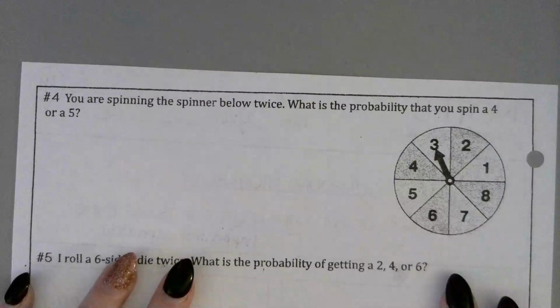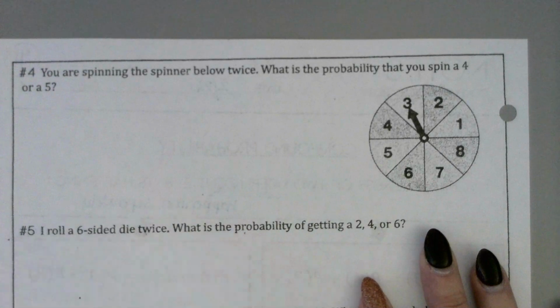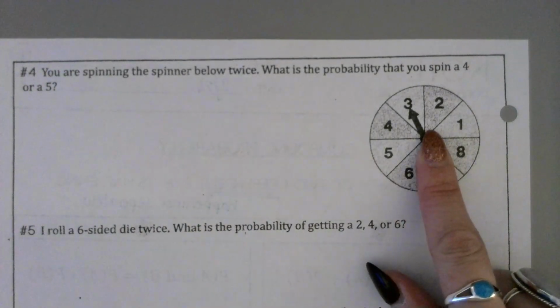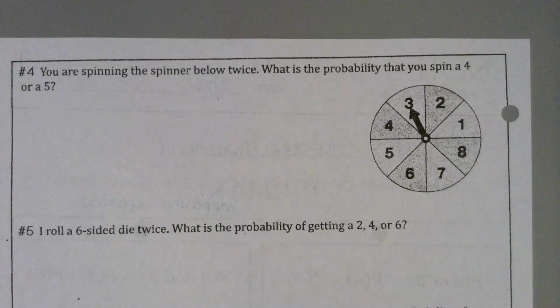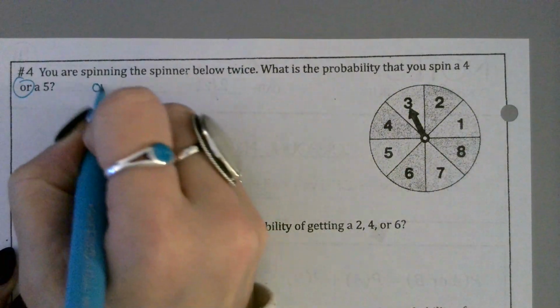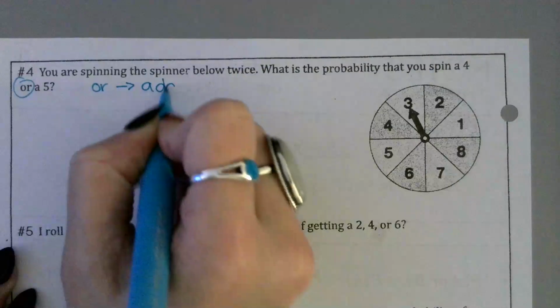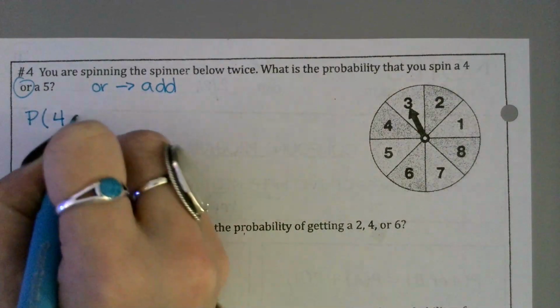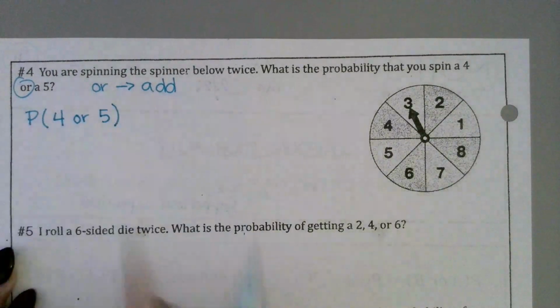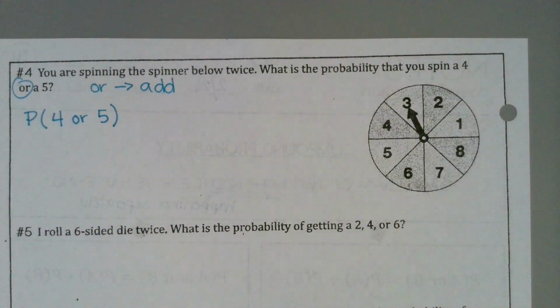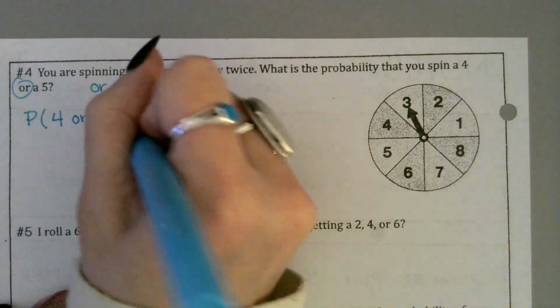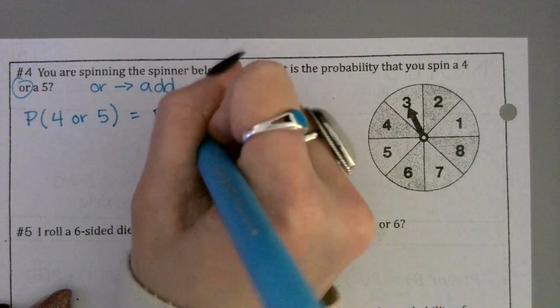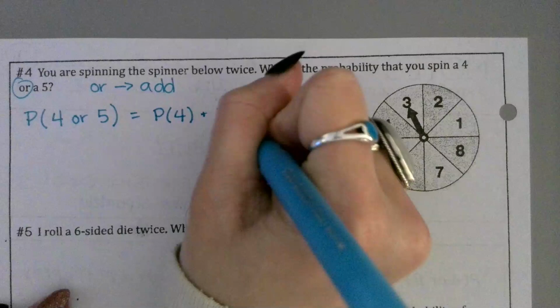All right. Let's try something different. You are spinning this spinner. What is the probability that you spin a 4 or a 5? Or, that's addition. So or means add. My notation is probability of 4 or 5, which I can rewrite as finding the probability of 4 plus the probability of 5.